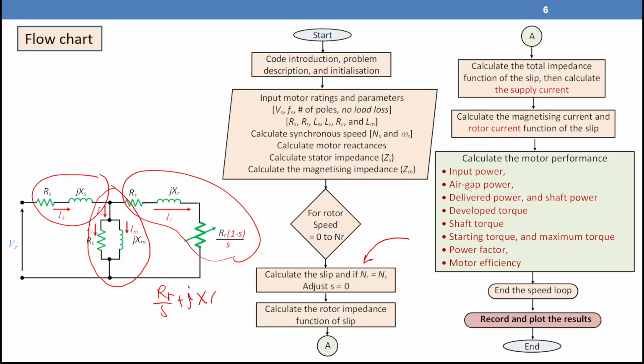We have the magnetizing reactance impedance and the stator impedance, so we can calculate the total impedance. The rotor impedance will be in parallel with the magnetizing branch and then in series with the stator impedance. So we have Z total. With Z total, V supply over Z total, we can calculate the supply current.